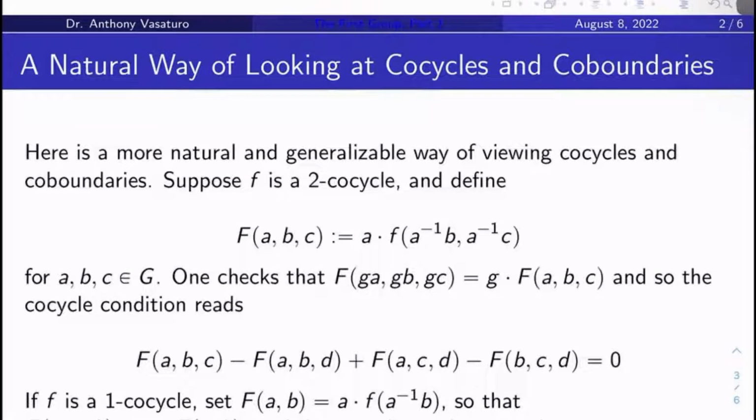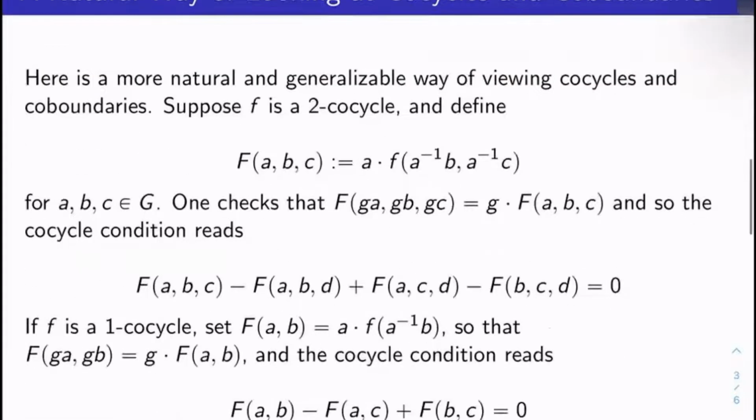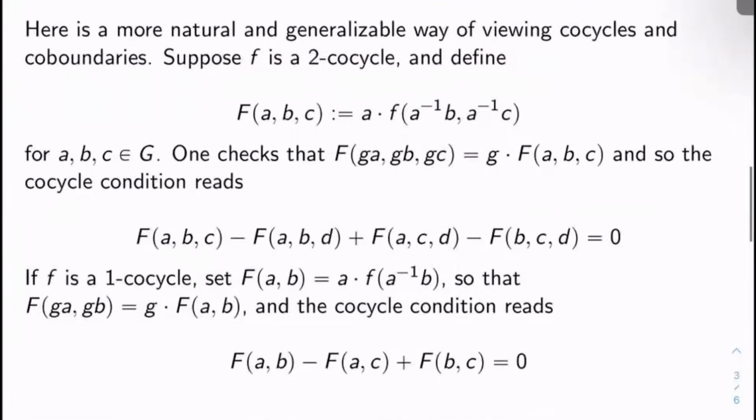Okay. I'm going to stop here before I go on and talk more about H1. I want to give you a better and more natural way of looking at cocycles and coboundaries that I think is easier to remember, although you do need to keep the technical definitions in mind for computations. So here's a natural and generalizable way of viewing cocycles and coboundaries. Let's start with 2 cocycles.